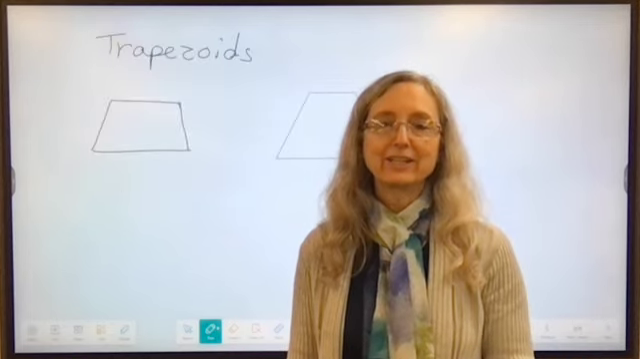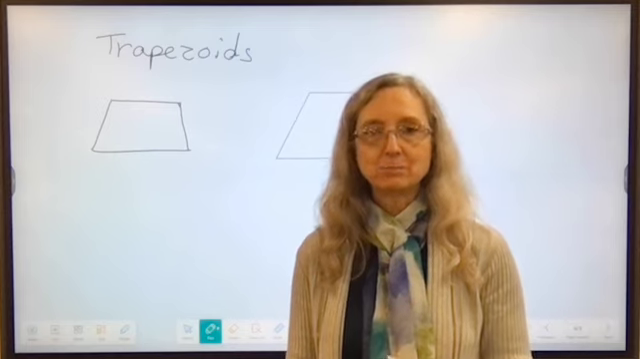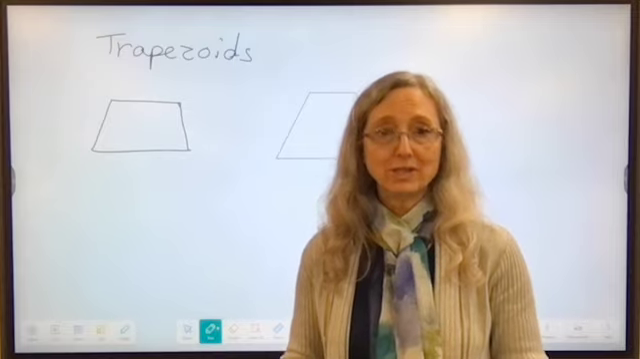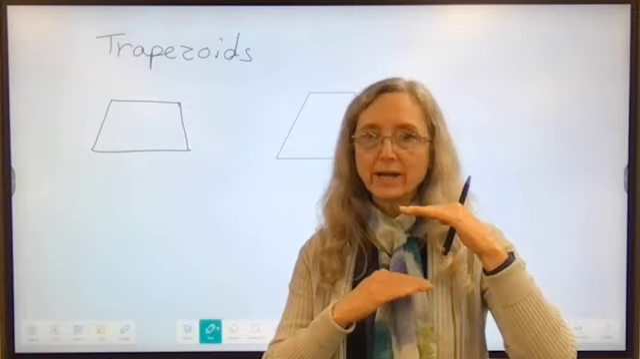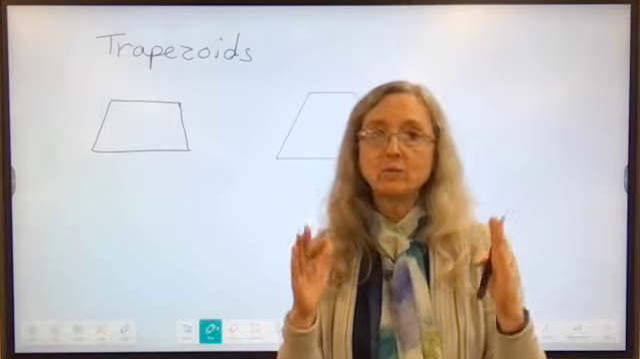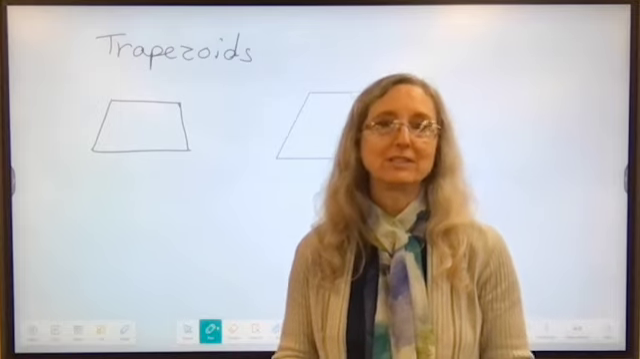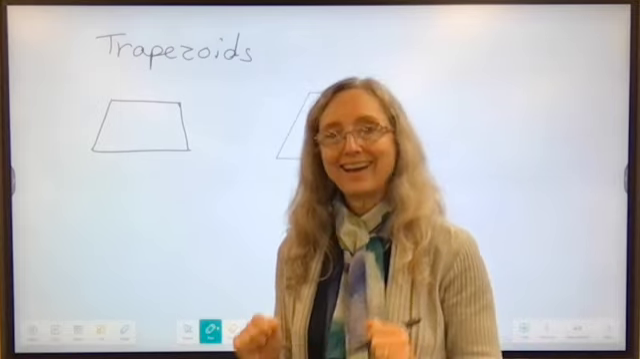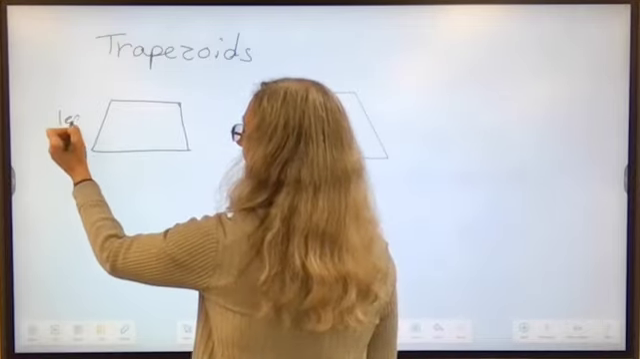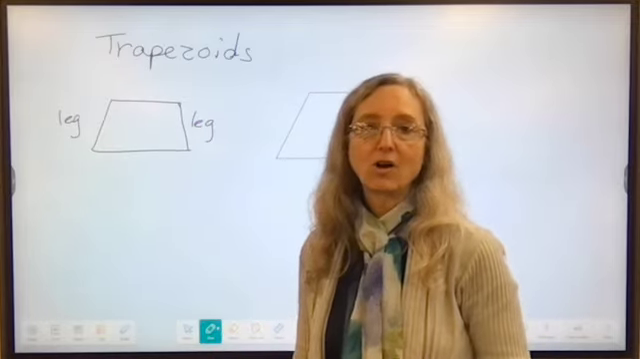Let's start by looking at trapezoids, reviewing their different parts and aspects and definition. By definition, a trapezoid is a quadrilateral with exactly one pair of parallel sides. It can be oriented any way, but only one pair of opposite parallel sides. The two non-parallel sides are called the legs. So this is a leg, this is a leg. The two parallel sides are the bases.